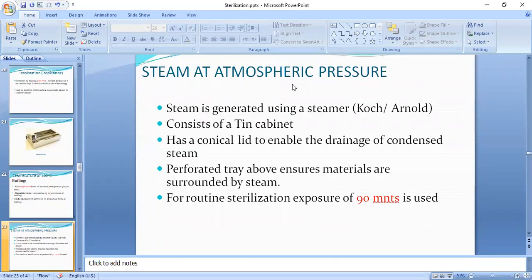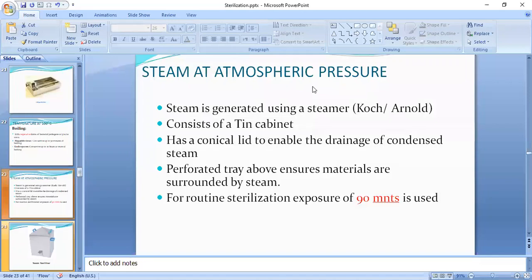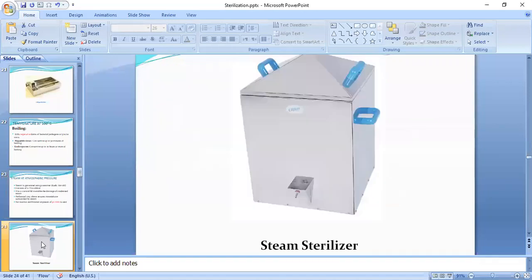Steam at atmospheric pressure. In this case, atmospheric pressure is applied, and the time used is 90 minutes. For this method of sterilization, steam at atmospheric pressure, the exposure time is 100 minutes. So this was also one of the methods. This is the steam sterilizer.